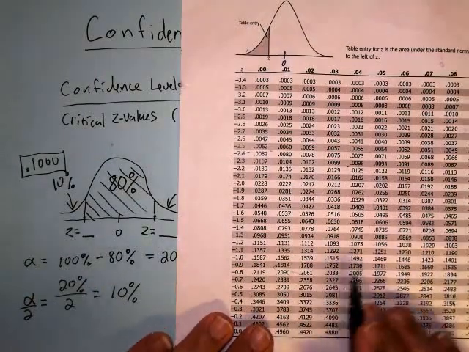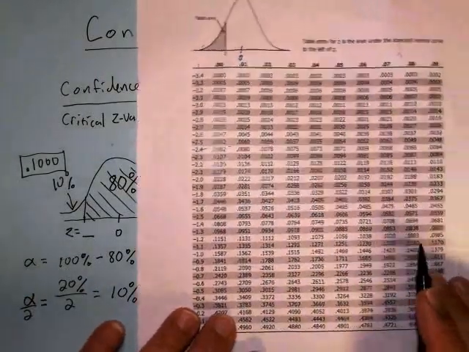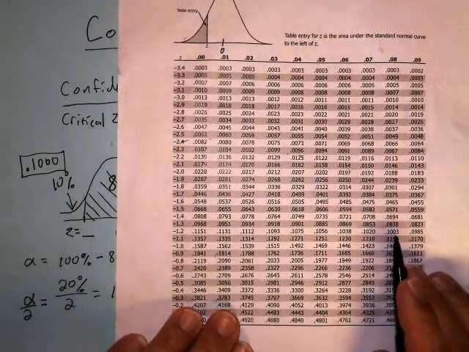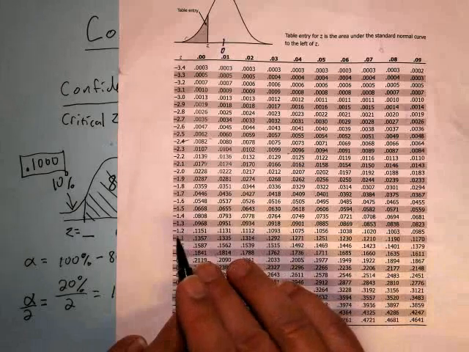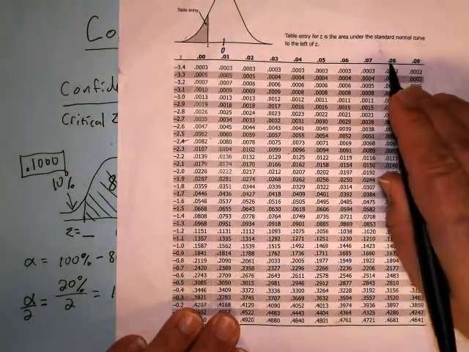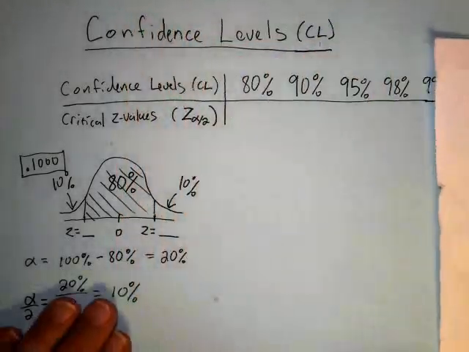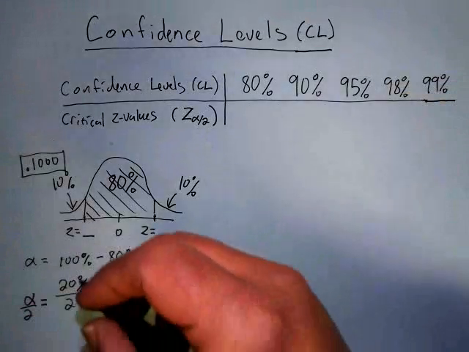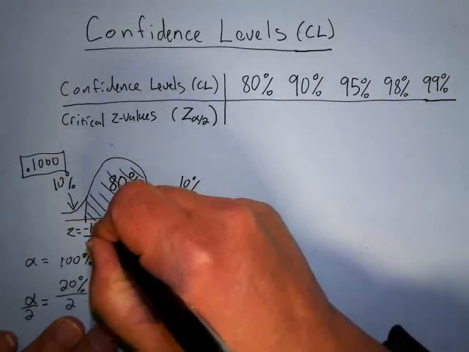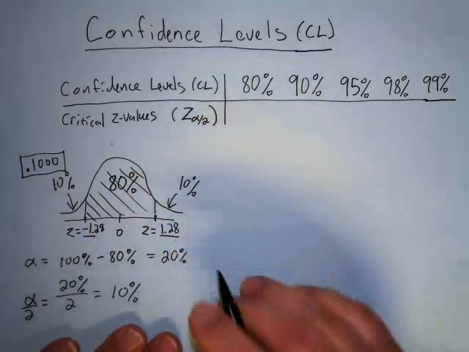And so I'm looking in here for 10%, right? Whatever comes closest. And this one comes closest. It's 0.1003. And so I go over here and I get negative 1.2. Up here is 0.08. So putting those two together, what I get here is negative 1.28. And this would be positive 1.28.